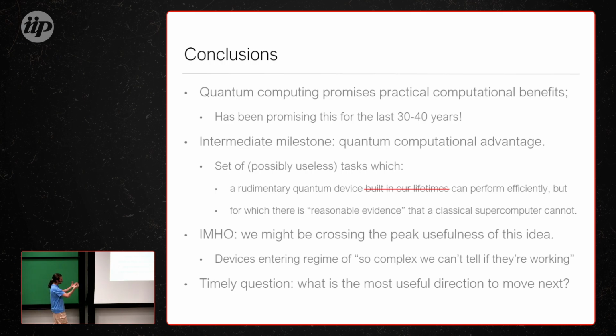And now I think the most timely question for people who are maybe entering this field right now is, what do we point to next? Maybe it's still a few decades until we get to Shor's algorithm. So what are the interesting things that we can aim at doing before then? Okay, so yeah, that's what I wanted to tell you. Thanks.